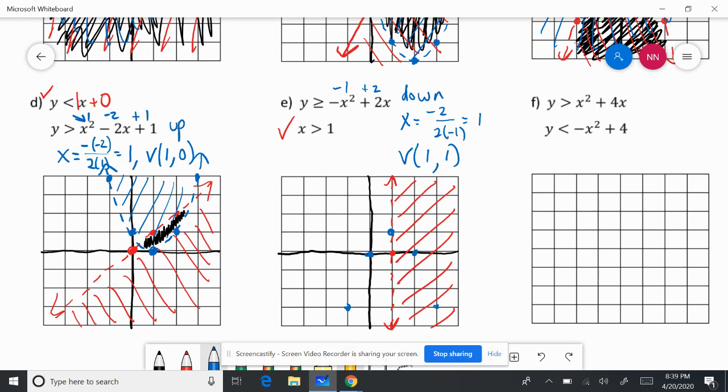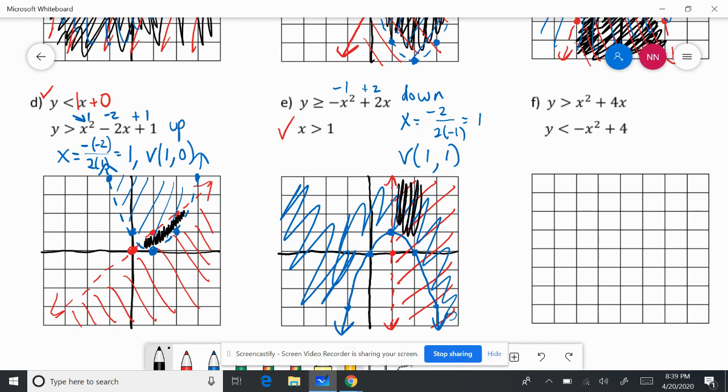It's greater than or equal to, so that means it's a solid line. And greater than means that it's shaded above. So my answer is where the two overlap, which is going to be right in here.